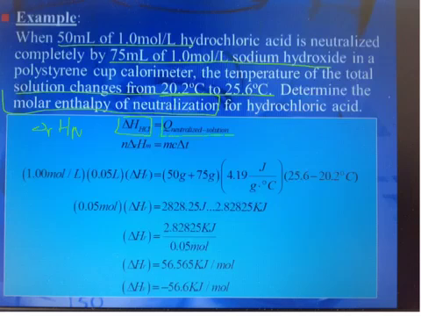On the right-hand side of the equation, we have the heat change in the calorimeter. We can easily substitute that with mcΔT for the water in the calorimeter. On the left, we have n times our unknown variable. n can easily be found because, if you remember from solution chemistry, n is C times V. So we have a concentration, 1 mole per liter, times our volume, 0.05 liters. Here is our unknown molar enthalpy of neutralization.